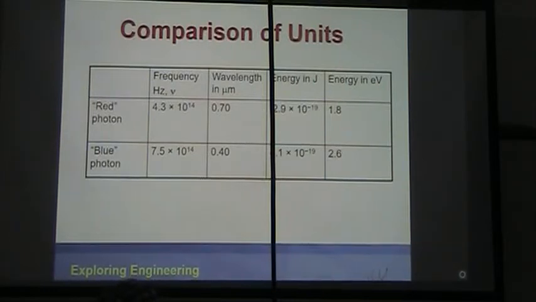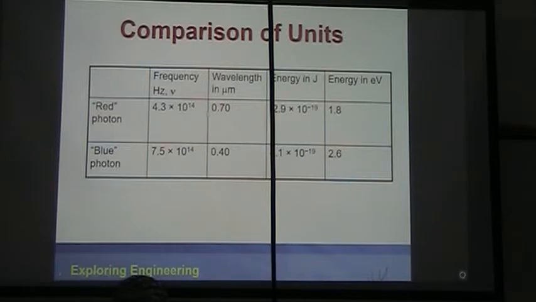All right, so when we think about our frequency, right, which is measured in hertz or nu, when we talk about a red photon, it's 4.3 times 10 to the 14th. Our blue photon is 7.5 times 10 to the 14th. So that means in the same length, you can cram in a lot more blue photons than you can red photons.